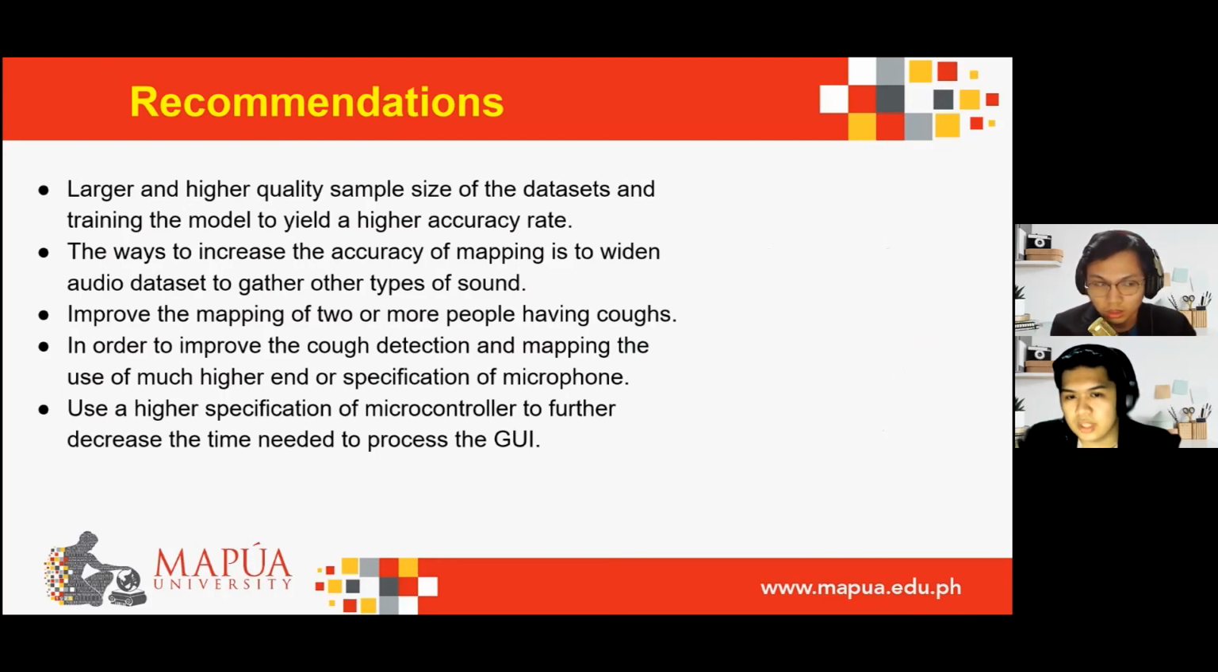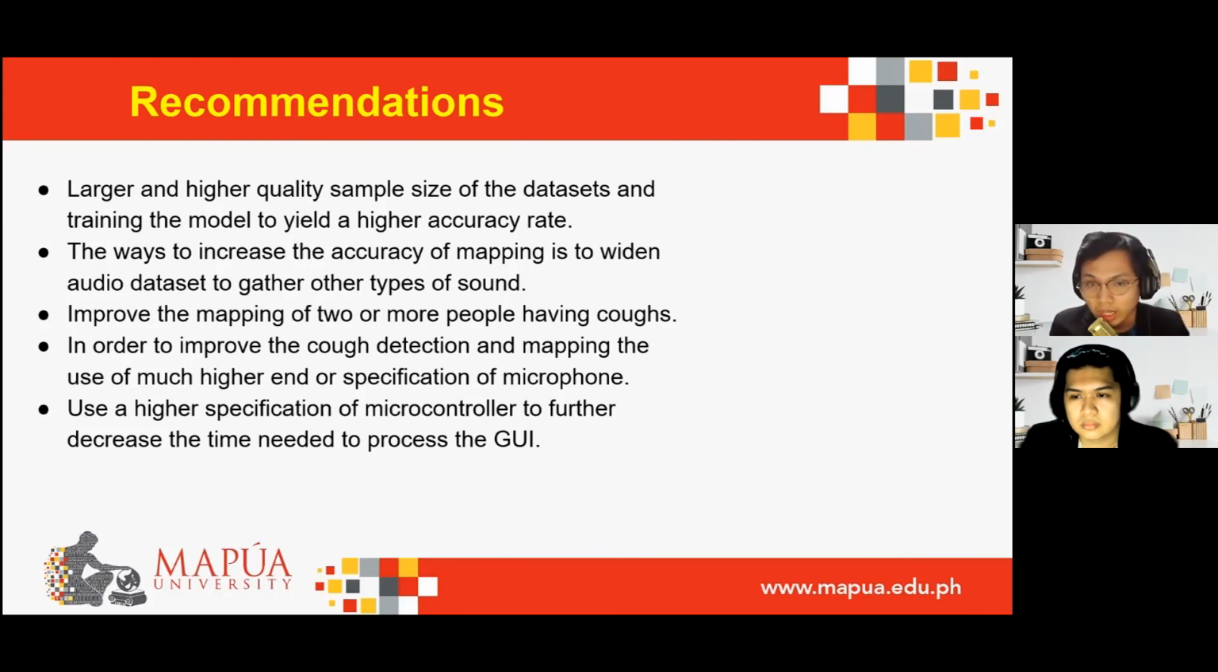So for our recommendation, first is to have a larger and higher quality sample size of dataset for all the detection mentioned in this research, and training on it will lead to a better or higher accuracy rate. Next, a way to increase the accuracy of the mapping is to widen the audio dataset to gather other types of sounds such as clap sound, phone drop, and other types of sound.